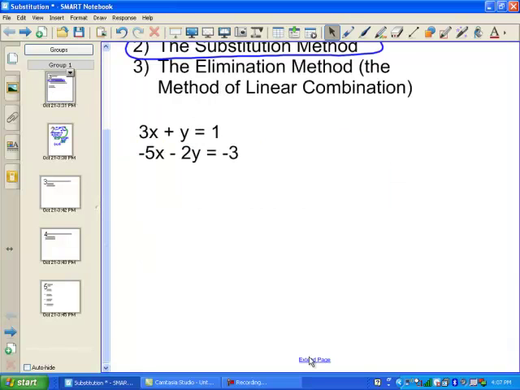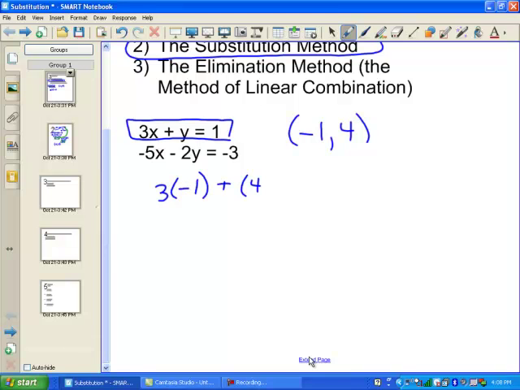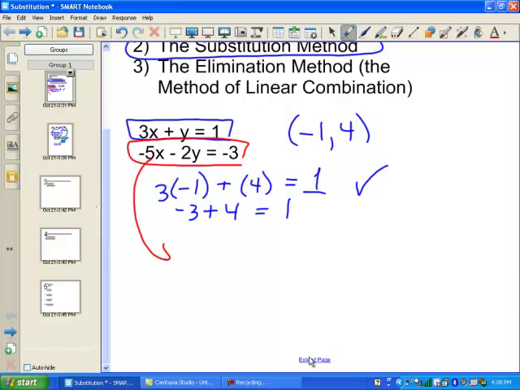Okay. So with negative 1 for x and 4 for y, let's just do a quick check on this first equation. 3 times negative 1 plus 4 for y. Does that equal 1? Yes, of course it does, right? Negative 3 plus 4 is equal to 1. In the second equation, negative 5 times the value of x, negative 1, minus 2 times the value of y, which is 4. Does that equal negative 3? So 5 times negative 1, negative 5.